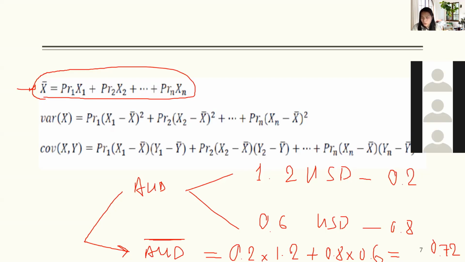Excuse me, ma'am. I'm sorry to interrupt here. Can I please know what is 0.2 and 0.8? That's the probability, sorry. I should have said. So this is 20% and this is 80%. The probability of the Australian dollar being 1.2 is 0.2 and being 0.6 is 0.8. That means 20% and 80% probability. Yes, exactly. Thank you, ma'am. And I must add as well, the sum of all the probabilities should sum up to 100%, okay?